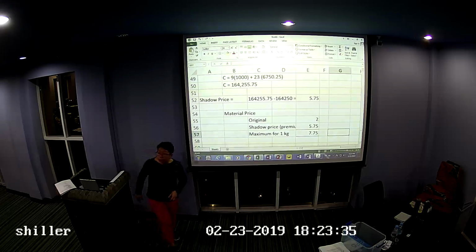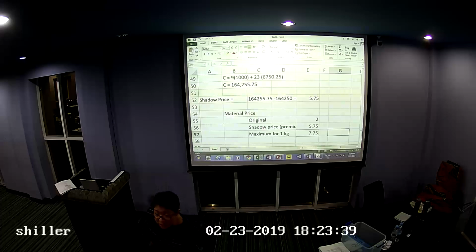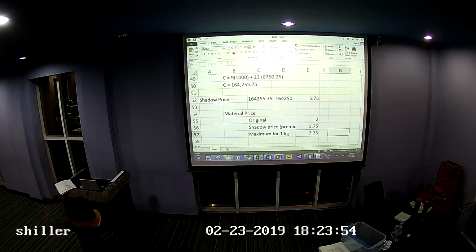But if the kilogram will ask you to pay $8, don't buy it. It's not worth it. Do you understand? Your overall profit will decrease. Okay, you got that? That is what it means by shadow price. The shadow price is not the maximum price, it's the premium. Okay? Understand?